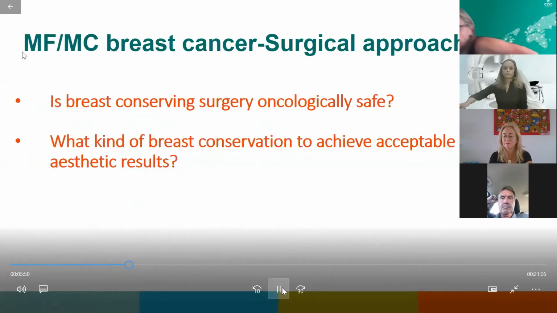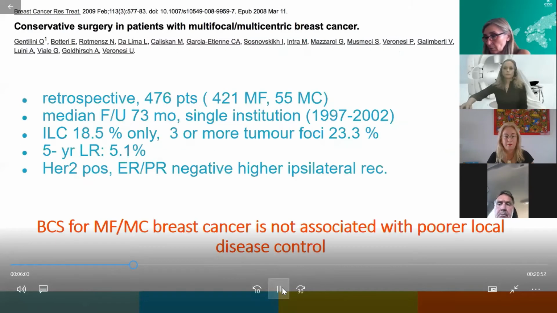What is the surgical approach for multifocal and multicentric breast cancer nowadays, and what is the correct approach? Is breast conserving surgery oncologically safe? What kind of breast conservation should we do to achieve acceptable aesthetic results?